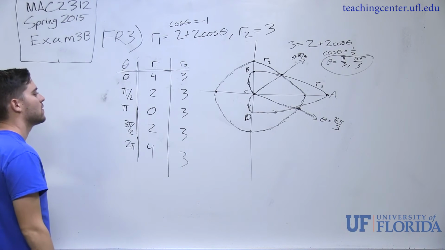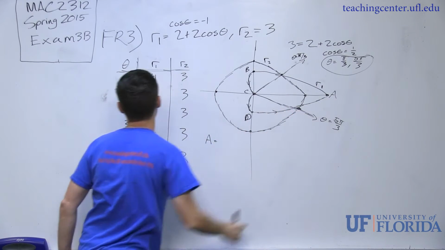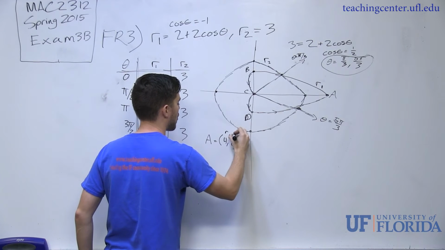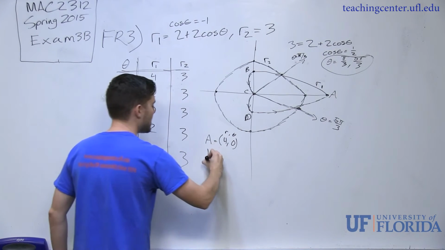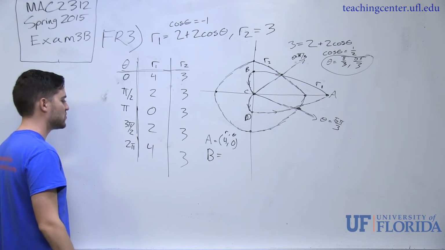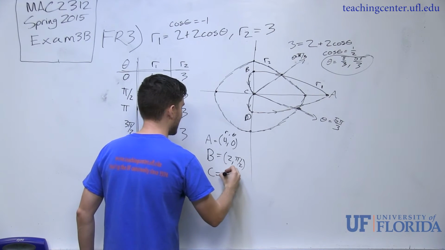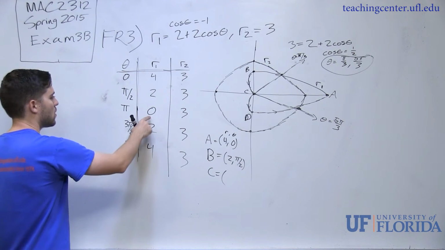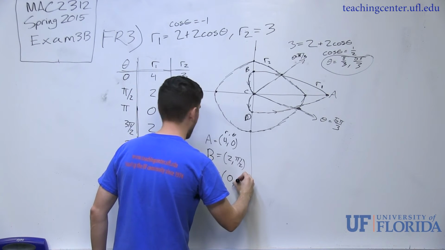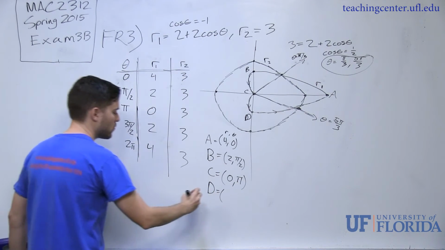It's in dog. So A, well, that's all the way out here. I know that that is 4, 0, because remember we're writing as r, theta. B is going to be equal to 2, pi over 2. C is going to be equal to 0, pi, so this is where it intersects the origin, so 0, pi. And D is equal to 2, 3 pi over 2.